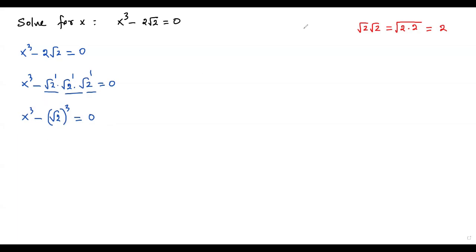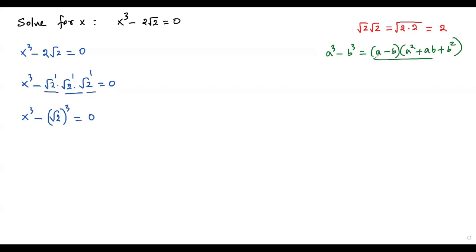Now the expression on the left side is in the form of a cube minus b cube. There is an algebraic identity for this. Let me write it over here. a cube minus b cube is equal to a minus b times a square plus ab plus b square. This is the factor form of the difference of two cubes. Whenever we have a cube minus b cube, we have a negative sign over here, so first we write a minus b, and inside the second parenthesis we have a square plus ab plus b square.